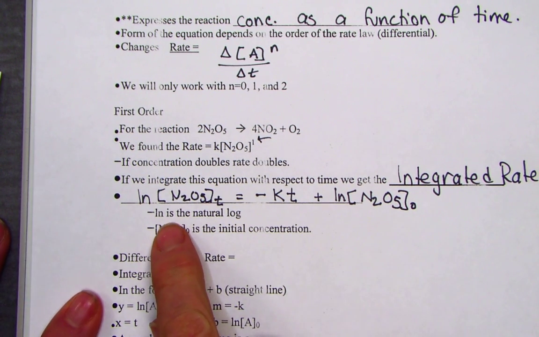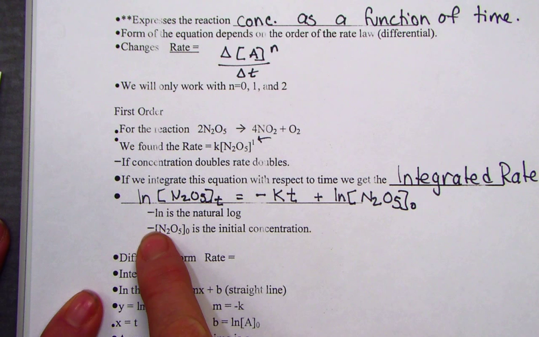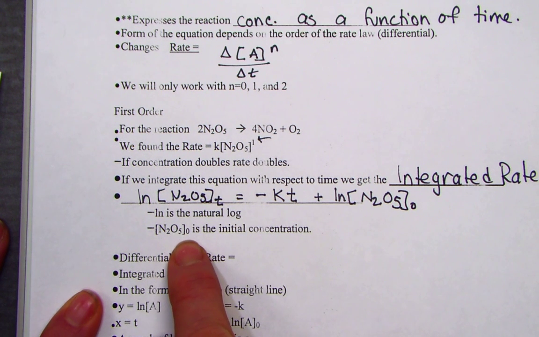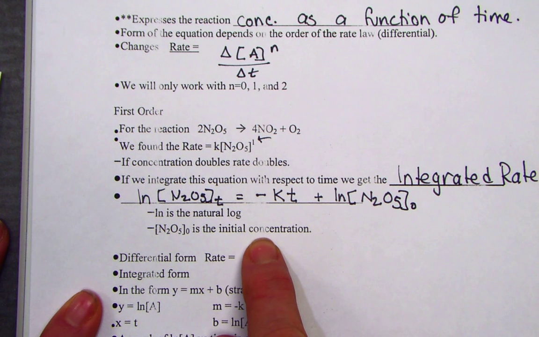ln is the natural log key on our calculator. It is very different than log, so make sure that we're finding ln when we hit our formula. Negative, this is a dash, it's not a negative sign. The concentration of N2O5 at time 0 is given to us in data table format as the initial concentration.